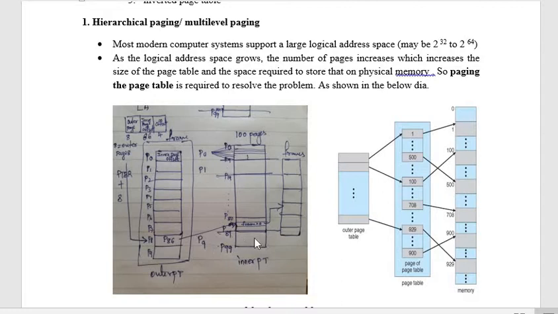When we divide these 100 pages into 10 smaller pages, we get only 10 pages now. These 10 pages can be the entries for the outer page table. We need to maintain one more page table, and that one more page table is nothing but the paging of the page table.